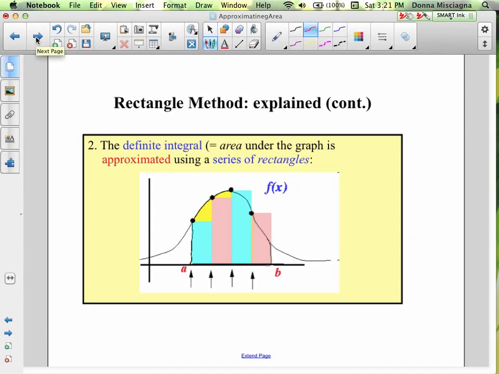So maybe I don't like the left. Maybe I don't like the right. Maybe what I like is the middle. Maybe I think the middle is the best. Or the middle is what you're asked to find, whether or not you think it's the best. So now my rectangles look like this.